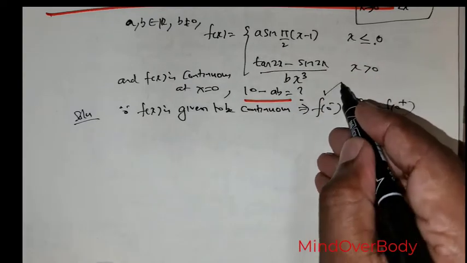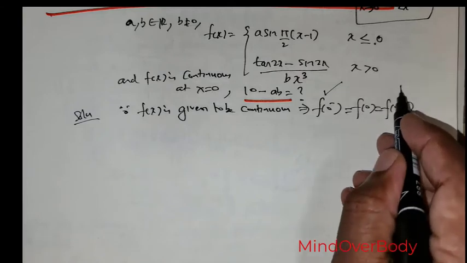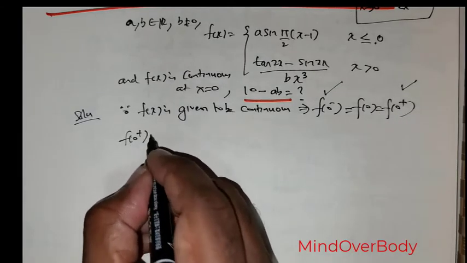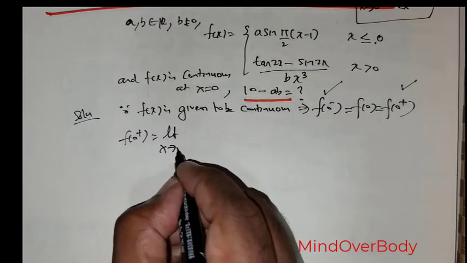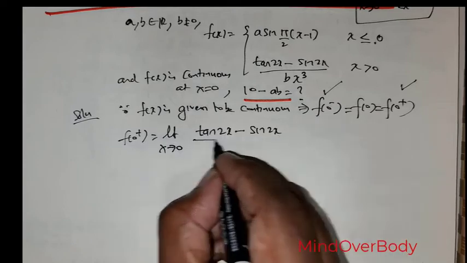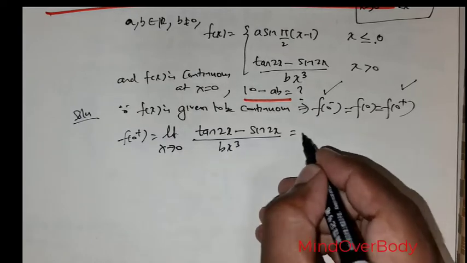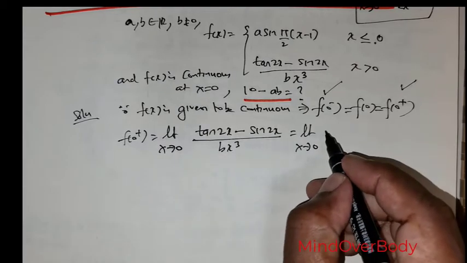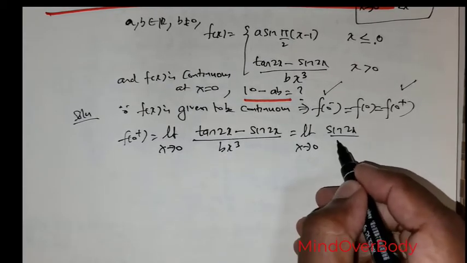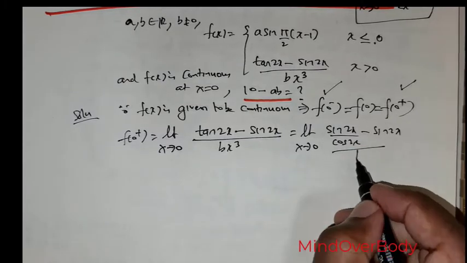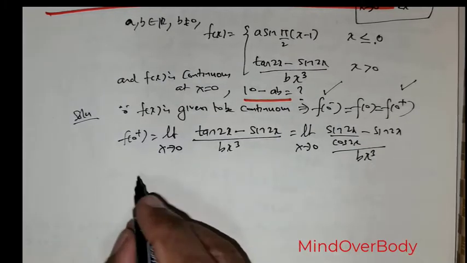So it is sufficient that we find only f of 0 minus and f of 0 plus. So foremost I will start off with f of 0 plus, which is nothing but limit x tending to 0 of tan 2x negative sine 2x divided by b times x cubed. I'm going to rewrite tan 2x as sine 2x divided by cos 2x, followed by sine 2x divided by b times x cubed.